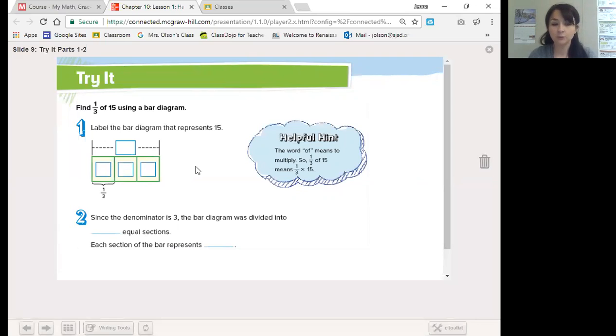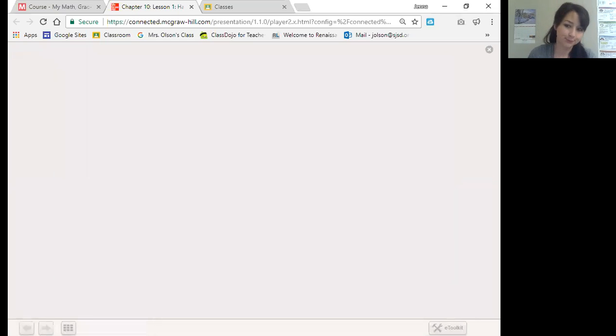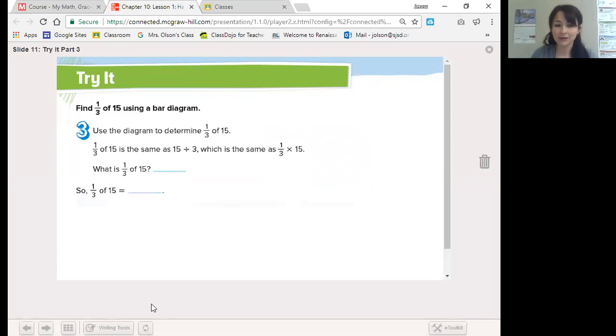Then we have to figure out, let's read the number 2. Since the denominator is 3, the bar diagram was divided into how many equal sections? 3 equal sections. Each section of the bar represents what? Let's see if you got it right. 5, right? Didn't we say that 5 plus 5 plus 5 was 15? Yeah. Excellent job.